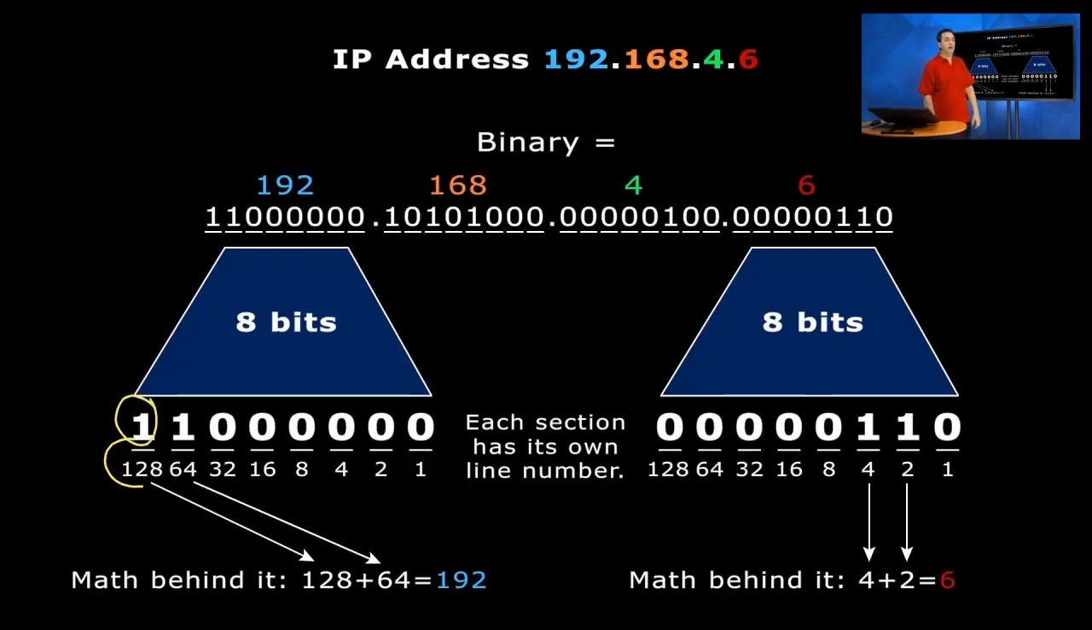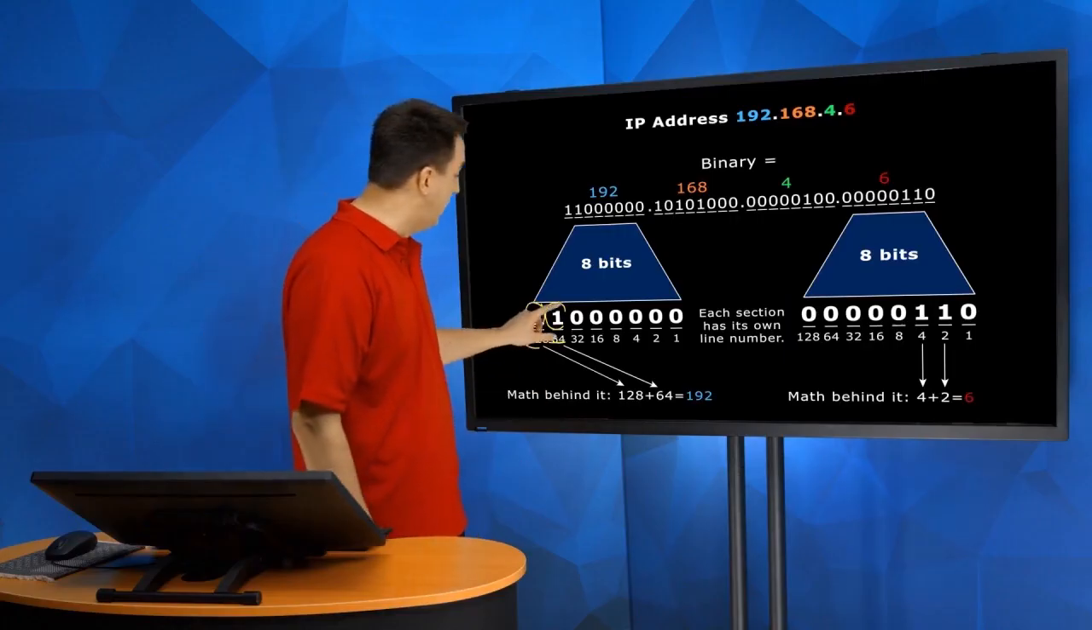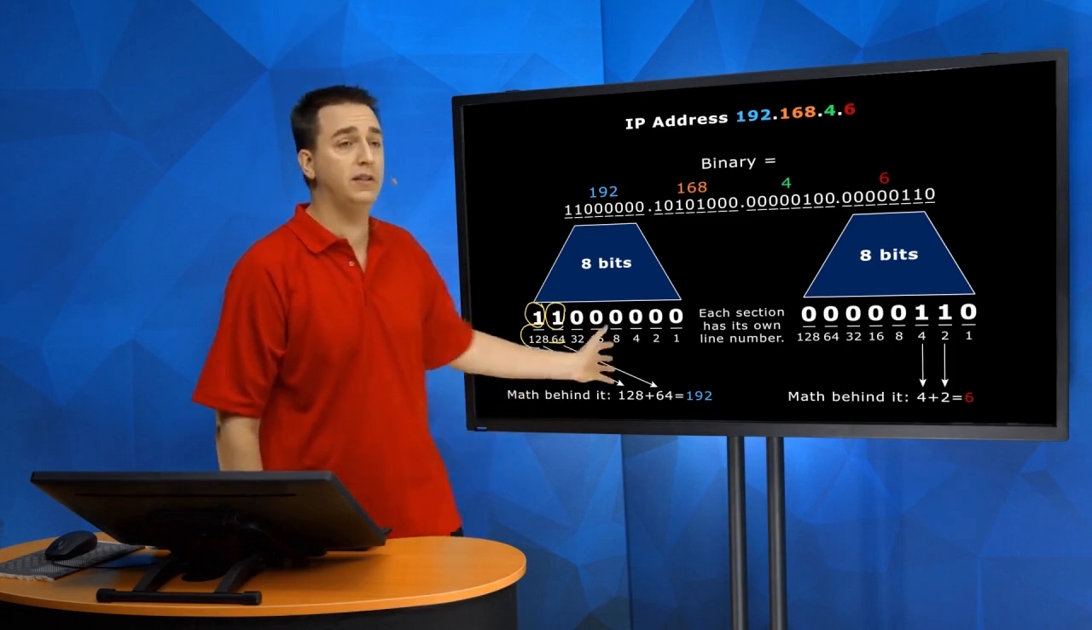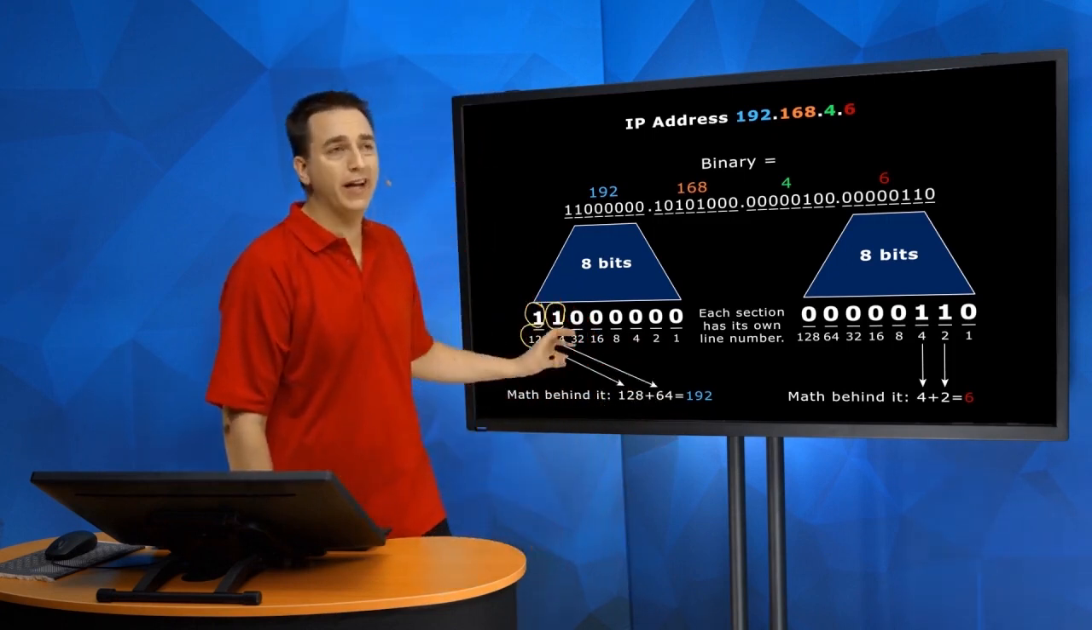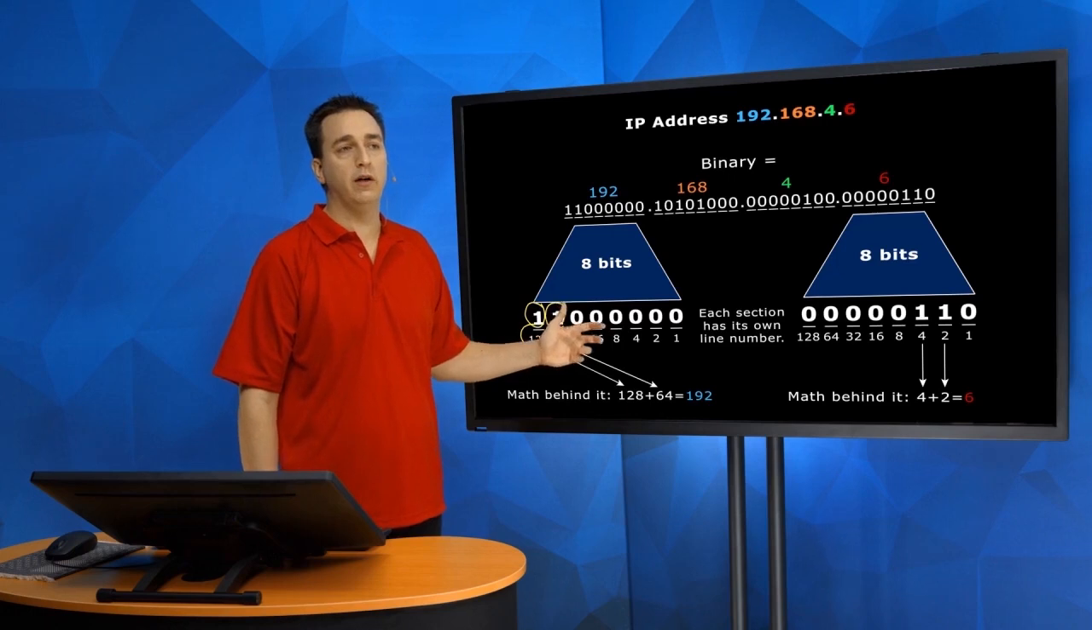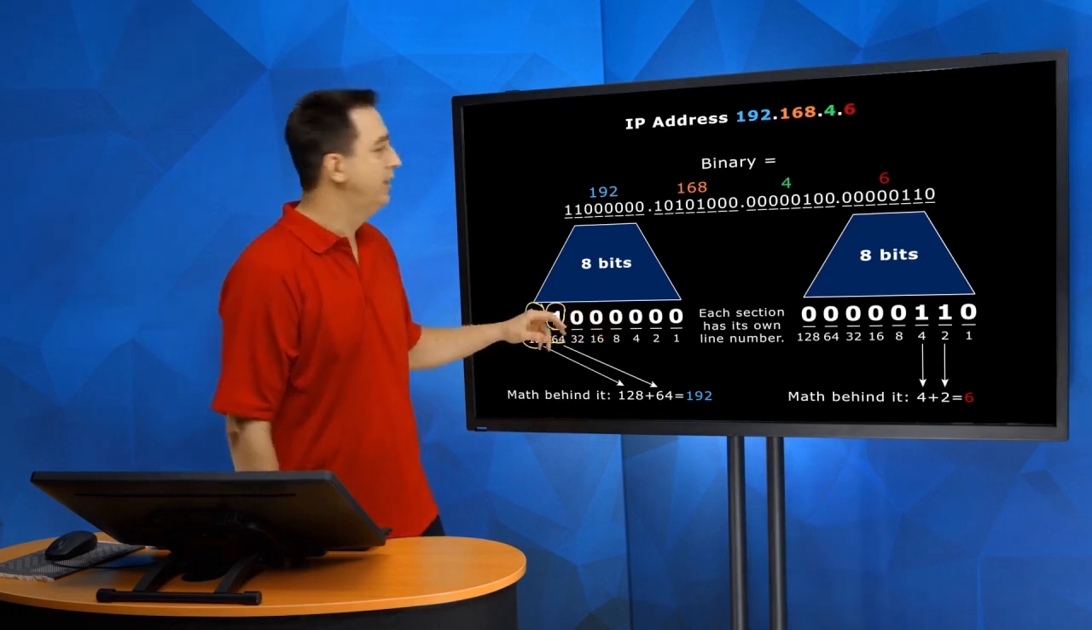Then we take our 192 and subtract 128 from that, and what do we get? We get 64, right? So now we ask ourselves, is 64 less than or equal to the next one, which is 64? And it happens to be equal to. So we put a 1 there. And then 64 minus 64 is 0, so we're done. Everything else is 0 if we're done. So that's how we get our 192 equaling 11000000. That's what it works out to.